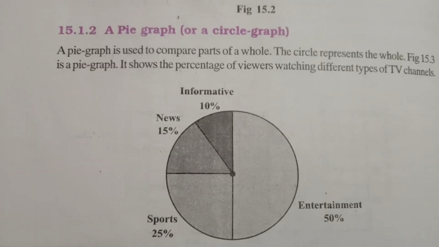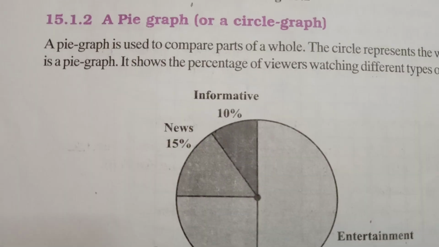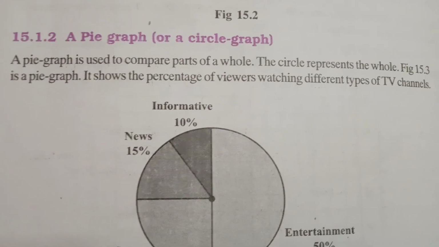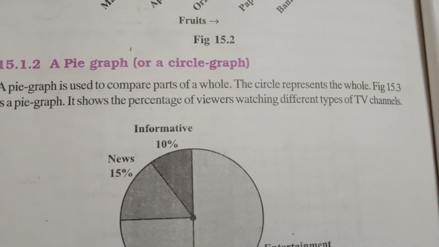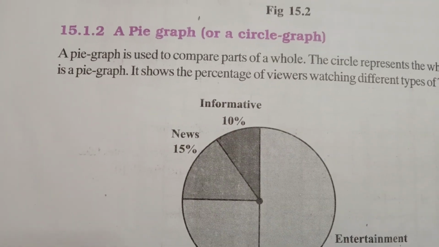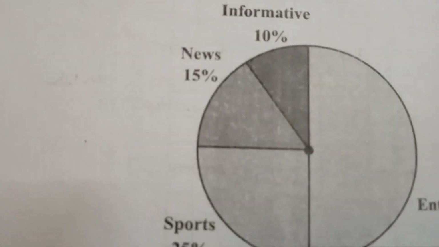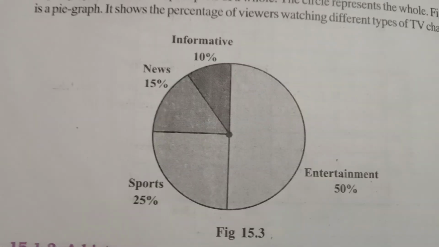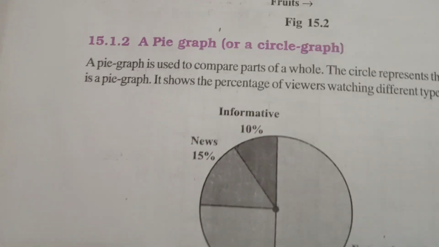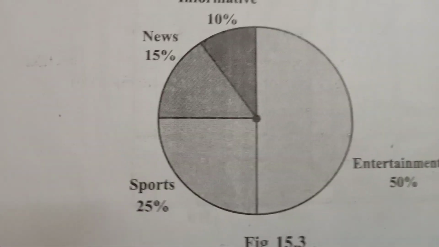And we also learned there is another graph which is called a pie graph or a circle graph. A pie graph is used to compare the parts of a whole. The circle represents the whole. Figure 15.3 is a pie graph. It shows the percentages of viewers watching different types of TV programs. See, the circle pie graph represents the comparison. A pie graph is used to compare the parts of a whole. So we divide into sectors, then we compare.